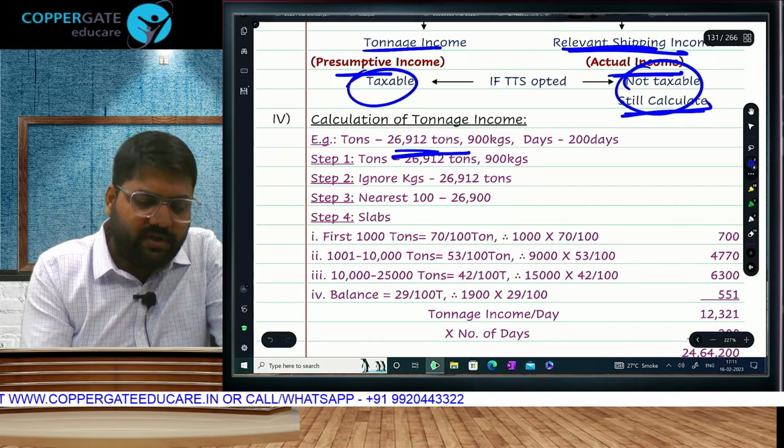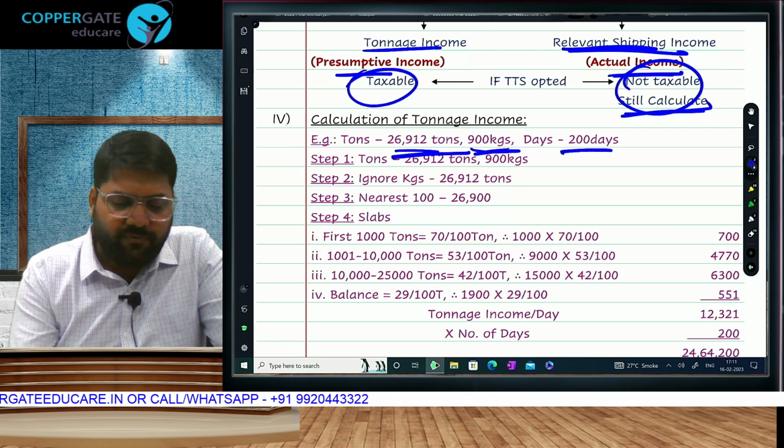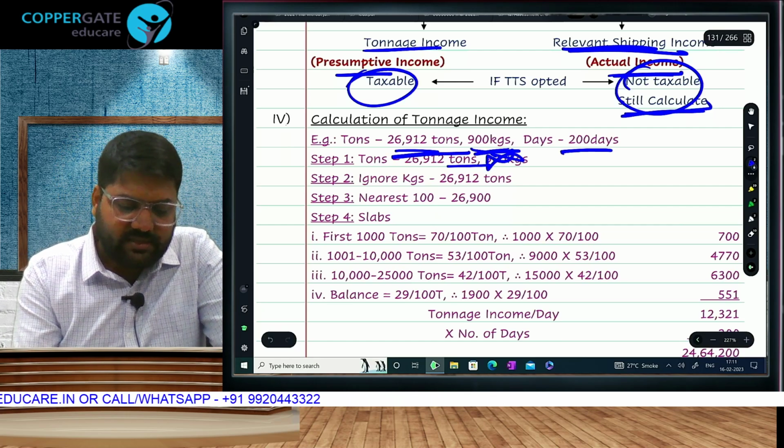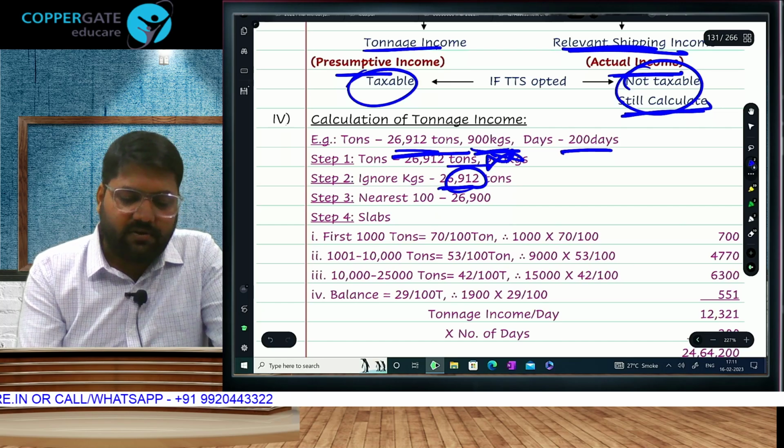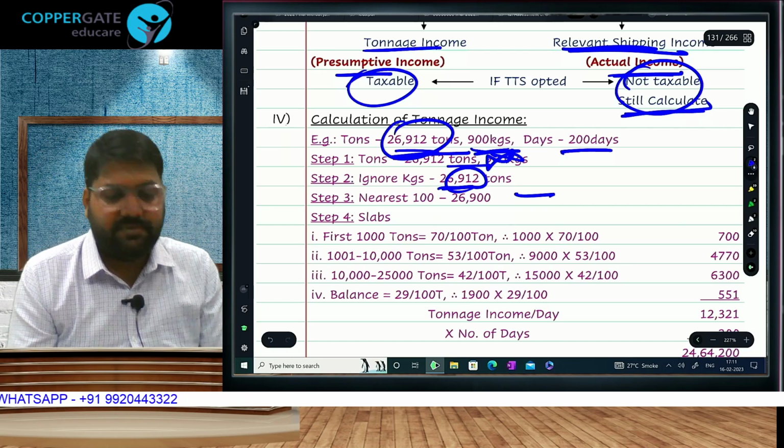The question will give you the tons and the number of days. You have to first take the tons and ignore the kgs, so you are left with this. Take it to the nearest 100. From here itself, you can take the nearest 100 and learn the slabs.